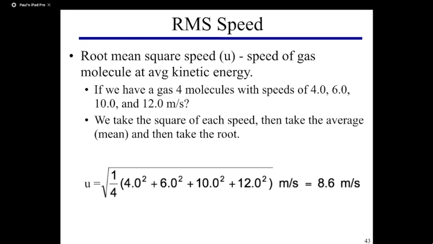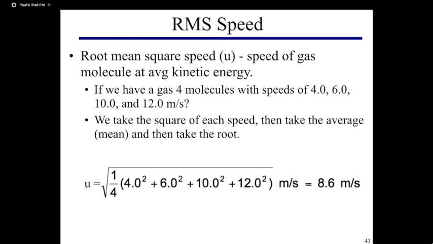I take every one of the speeds and I square it. I add them all up and take the mean, or the average, and then I take the square root of that number. If I redid the calculation with these 4 values, the root mean square speed is 8.6. It accounts for gases being a little bit more on the fast side.